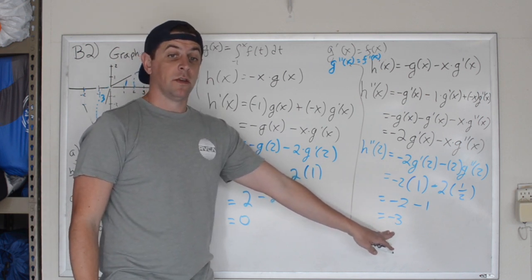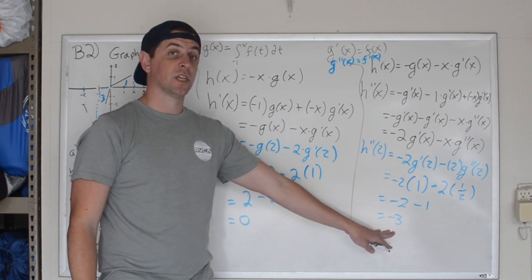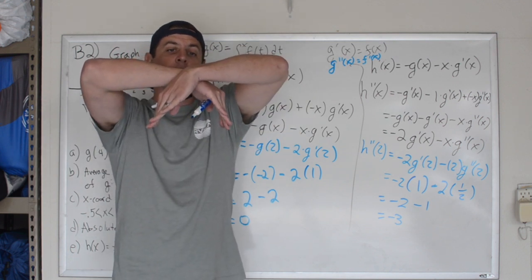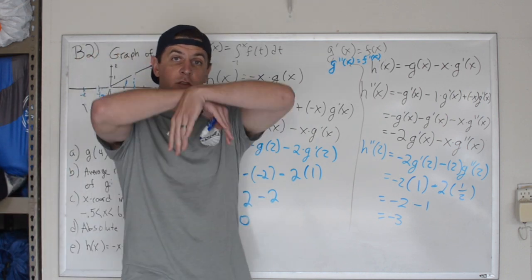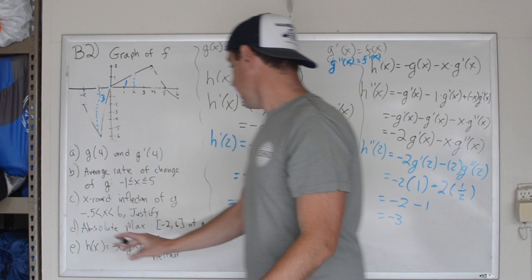The second derivative tells us about concavity. At 2, if it's negative, that means our function is concave down. So if you do this concave down, and we had a slope of 0, concave down at a slope of 0 means that point will be a maximum. Okay, so we can finally answer our question here.